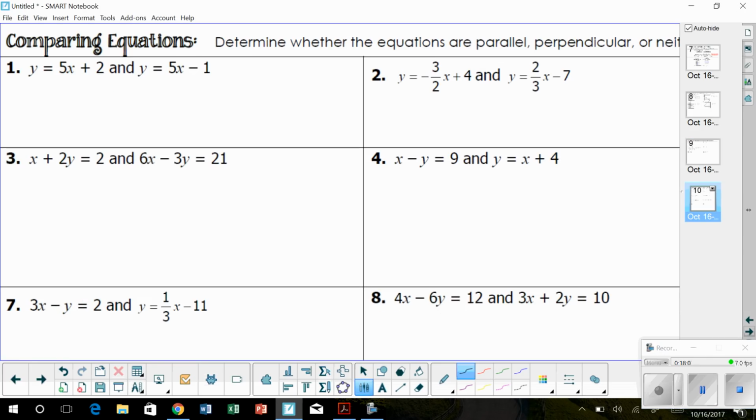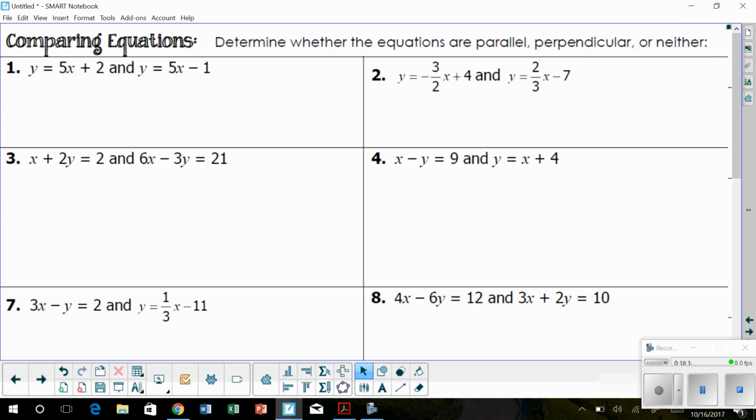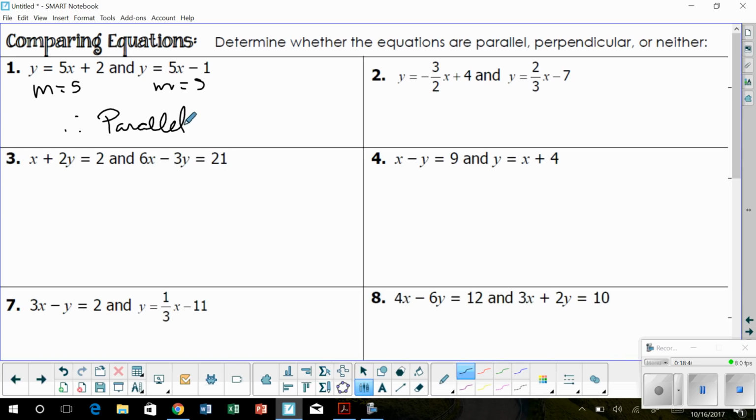Now it's asking you to determine whether the equations are parallel, perpendicular, or neither. Okay, so if it's parallel, the slopes are going to be the same. If it's perpendicular, they're going to be opposite reciprocals. And if they don't follow either one of those, they're neither. Let's do the first one. This right here, the slope is 5. The slope over here is 5. Therefore, it's parallel.